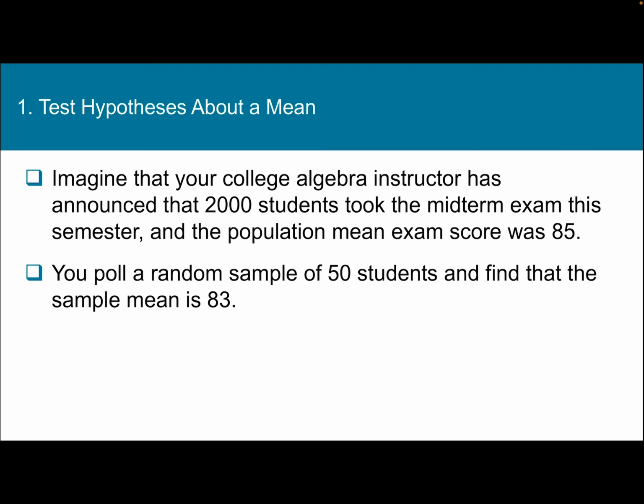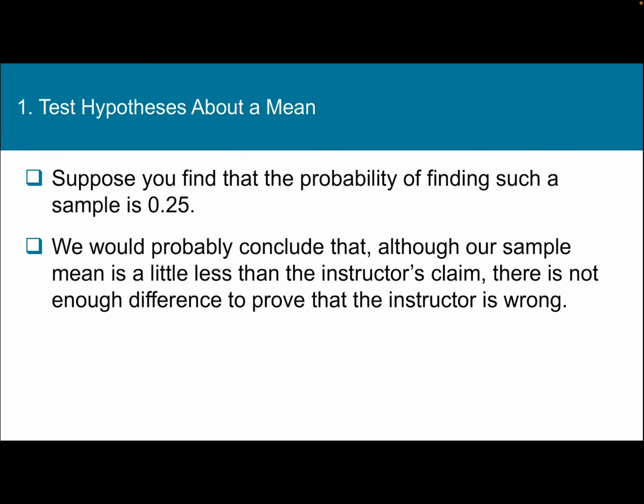So imagine that you have a college algebra instructor that's announced that 2,000 students took the midterm and the population mean was 85. You poll a random sample of 50 students and you find that the mean is 83. Now make sure that your notes have 83 here. So suppose you do some calculations and the probability of finding a sample with a mean of 83 is 0.25. So even though our sample mean is a little bit less than the instructor's claim, it's not too far off.